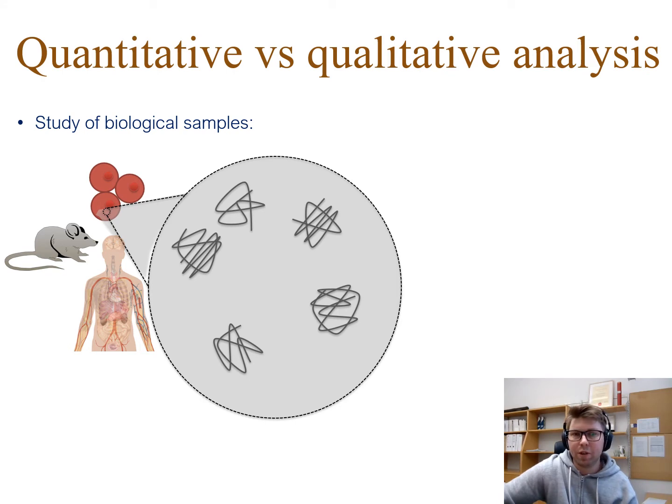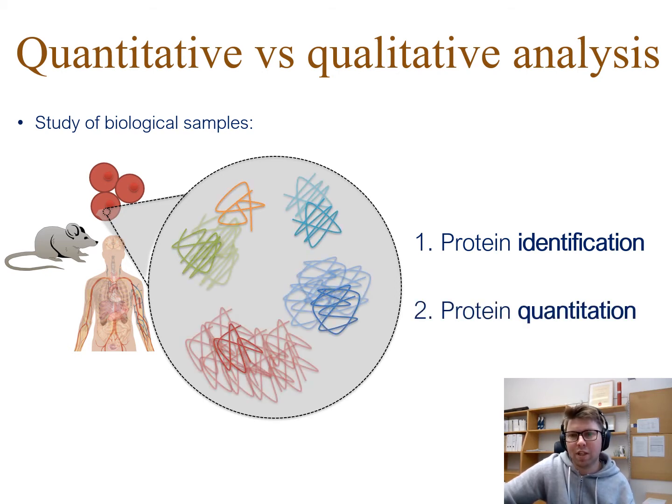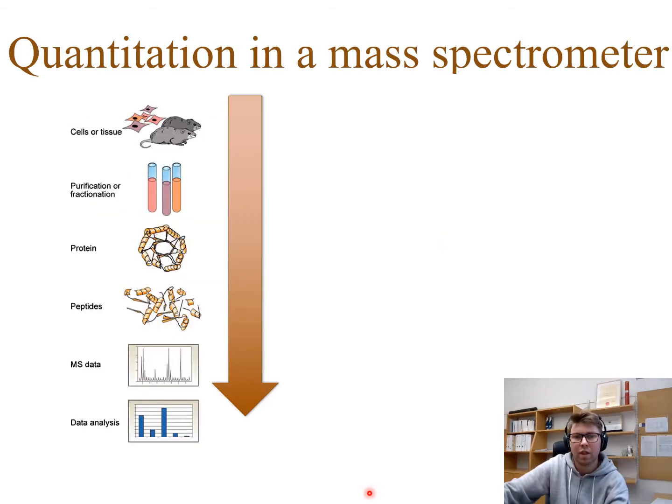So mass spectrometry-based proteomics can be used for both quantitative and qualitative analysis of proteins. And what I mean with qualitative analysis is protein identification, so just determining which proteins are present in a sample. Whereas protein quantitation also involves determining the abundance of these different proteins. And these are two independent processes in mass spectrometry. So when it comes to quantitation in a mass spectrometer, there are a couple of different approaches one can use.